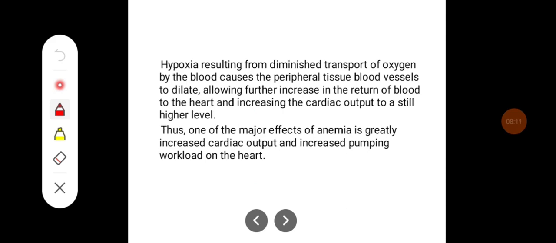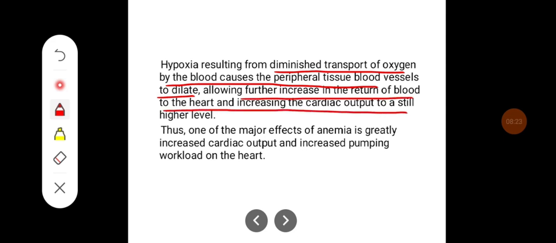Hypoxia resulting from diminished transport of oxygen by the blood causes the peripheral tissue blood vessels to dilate, allowing further increase in the return of blood to the heart and increasing the cardiac output to a still higher level. Thus, one of the major effects of anemia is greatly increased cardiac output and increased pumping workload on the heart.